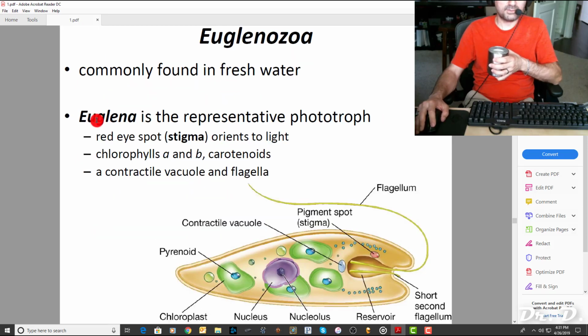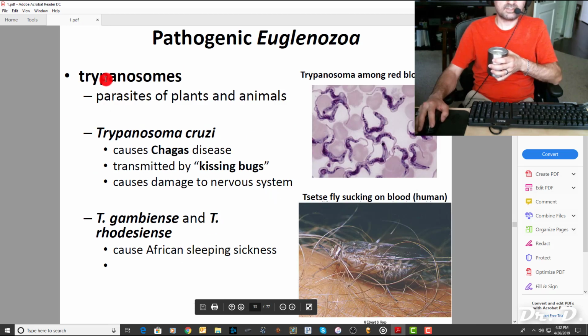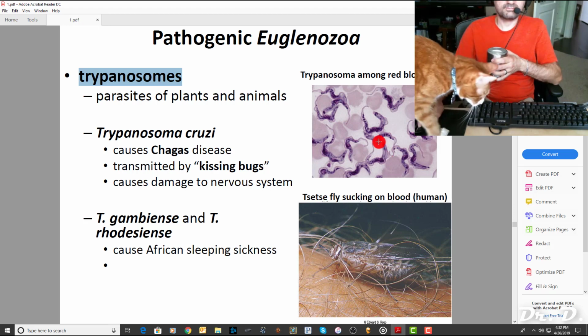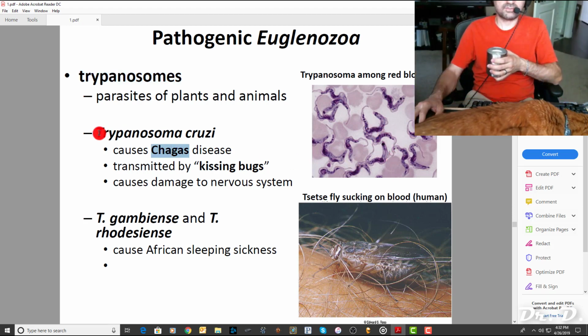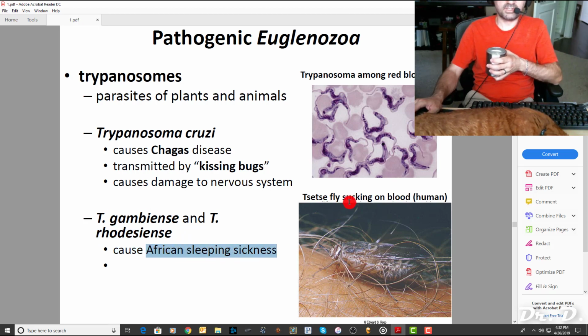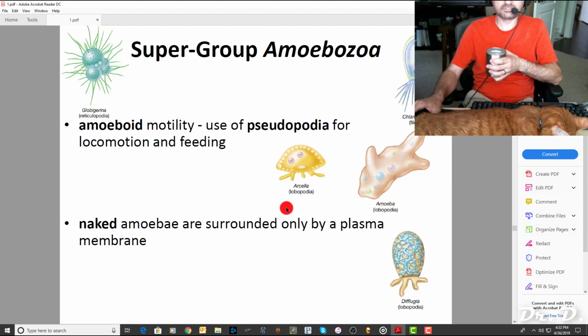I want to know about Euglena, that it's photosynthetic. I want to know about trypanosomes. What do I want to know about that? They have this whip-like morphology. I want to know about Trypanosoma cruzi because it causes Chagas disease. It is spread by kissing bugs. And I want to know about Trypanosoma gambiense and Trypanosoma rhodesiense because they cause African sleeping sickness, and it's spread by the vector tsetse fly.